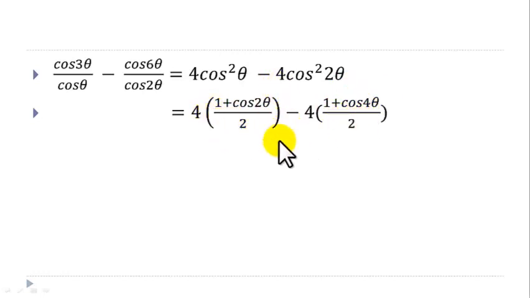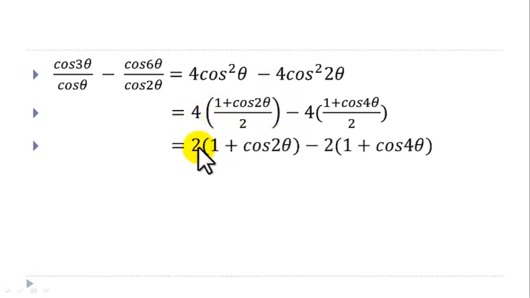If we open this bracket, this will give us 2 into (1 + cos 2θ) minus, also opening this bracket, the 2 will cancel to give us 2 into (1 + cos 4θ). When the bracket is open, you have 2 times 1, which is 2, minus 2 times 1, 2. 2 minus 2 will cancel out. So we are left with 2cos 2θ minus 2cos 4θ. So this is equal to 2 into (cos 2θ − cos 4θ).